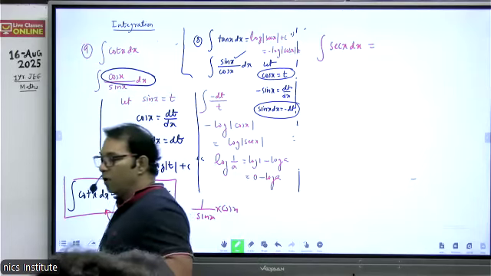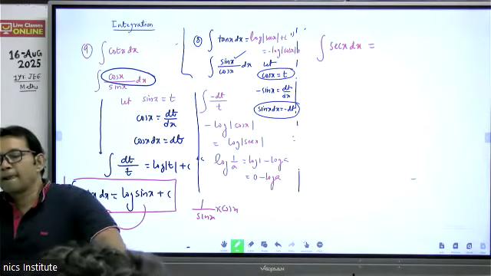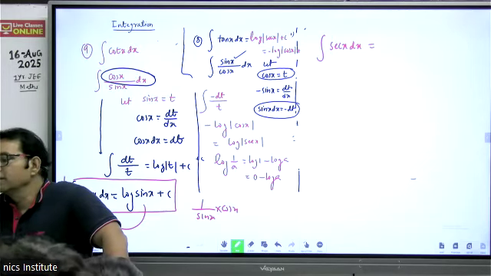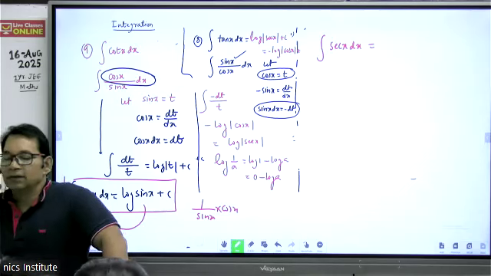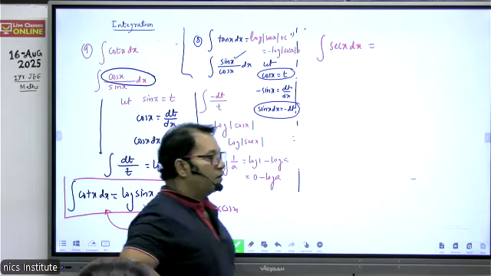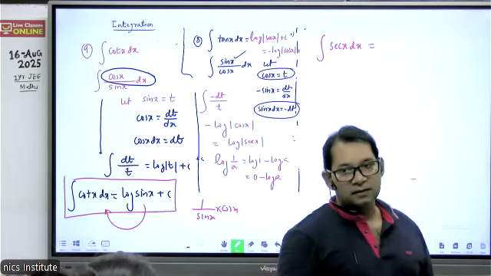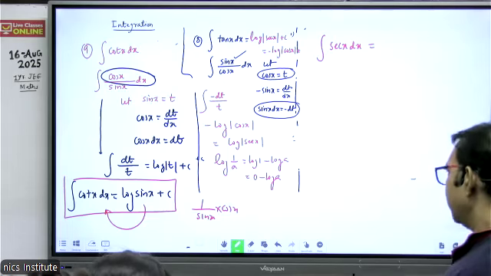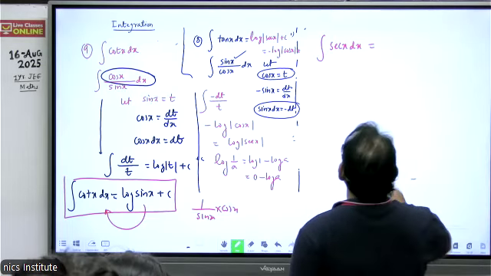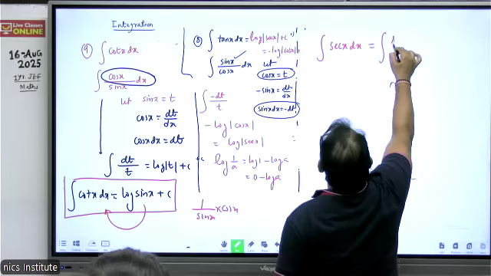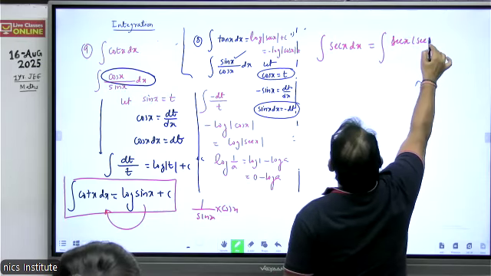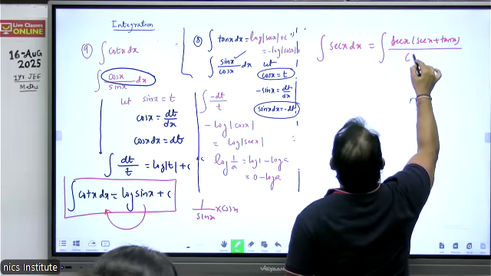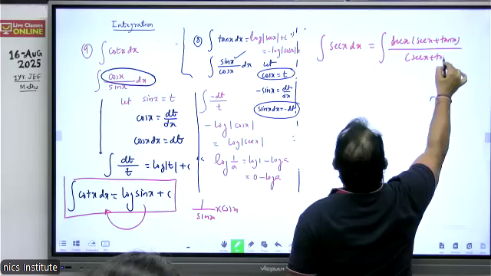Can you derive the formula of integration of sec x? There are three formulas for it. How would you derive the formula for integration of sec x? Which function is there whose derivative is sec x? There's no direct function whose derivative is sec x. So what we do is we multiply by sec x plus tan x and we divide by sec x plus tan x.